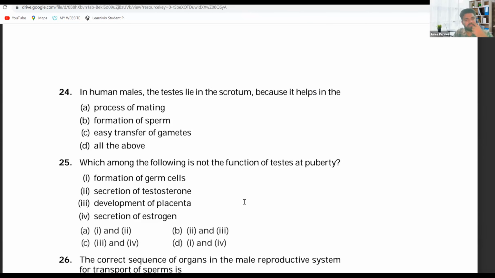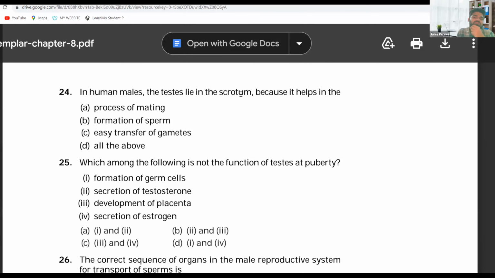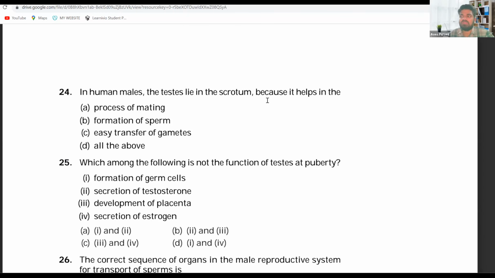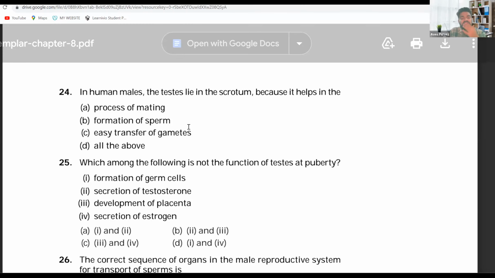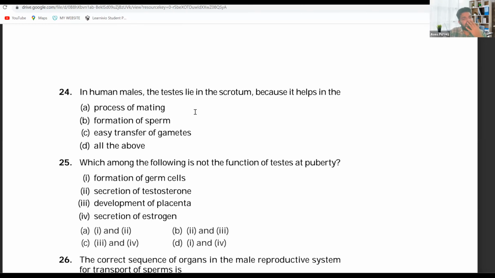In human males, testis lies in the scrotum because it helps in formation of sperm. Testes are the main organ, but what is being asked is why it lies outside, in the scrotum. Actually, the temperature in the scrotum is 2 or 3 degrees less than the normal body temperature, and the suitable condition for formation of sperm is less temperature. So the main answer should be formation of sperm.